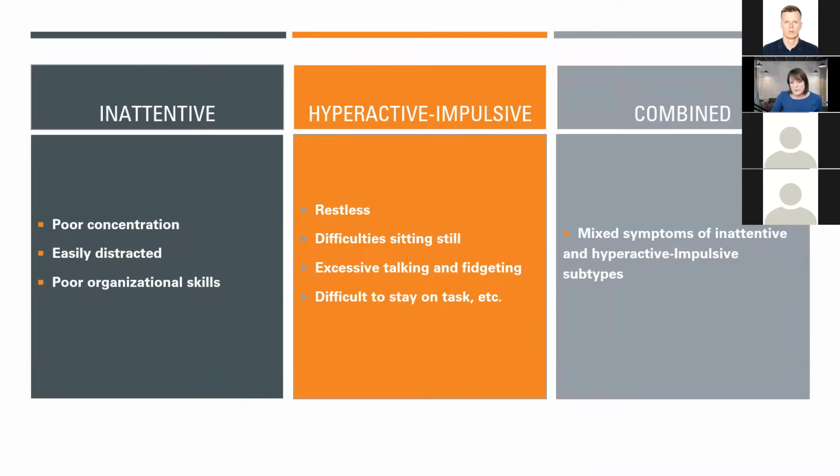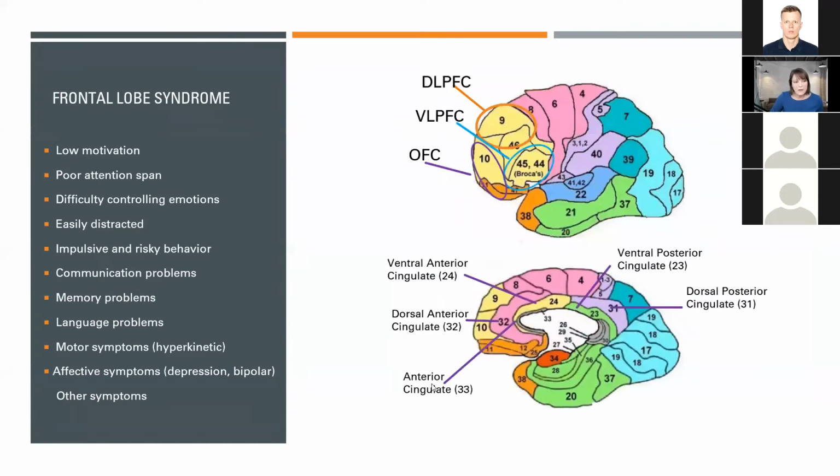And what is the difference between these three types of ADHD? So inattentive type especially suffer from poor concentration, easily distracted, poor organization skills. They can be daydreaming people. Hyperactive, impulsive, they are restless. You immediately will realize what type of person it is. They can't sit still. They have excessive talking problem, difficulties to stay on task. They need to move all the time. And combined type logically has a mixture of these two symptoms.